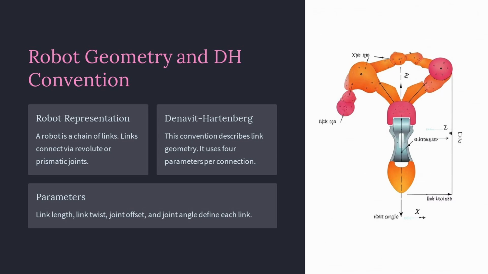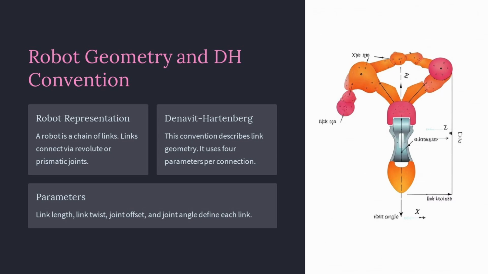Under this convention, each connection between two links is defined by four parameters. The first parameter is the link length, which is the distance measured along the previous frame's x-axis between the two joint axes. The second parameter is the link twist, which is the angle between the two joint axes measured around that same x-axis. The third parameter is the joint offset, which is the distance measured along the new joint's z-axis between the two link frames. The fourth parameter is the joint angle, which is the rotation around that same z-axis.